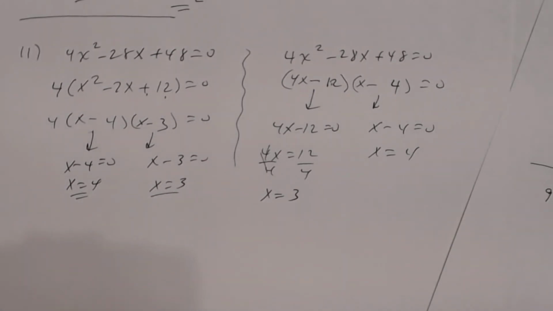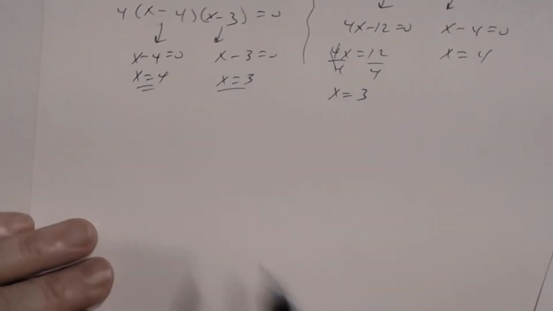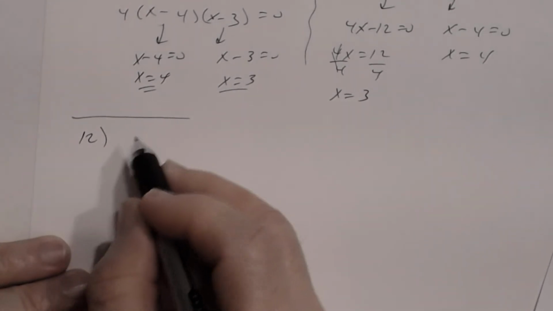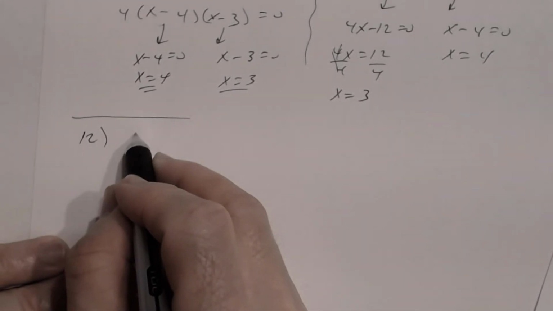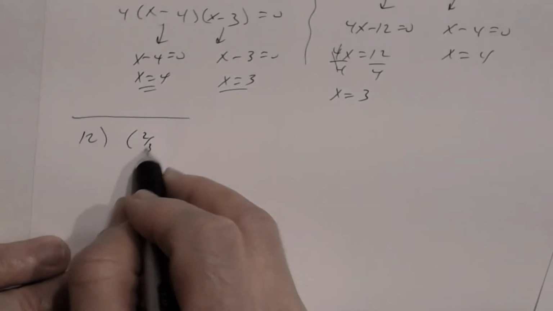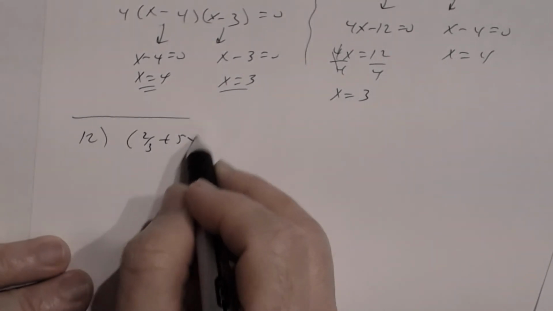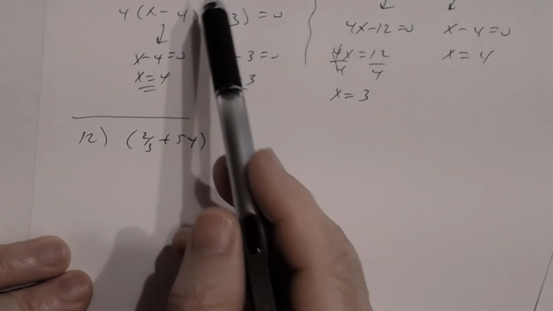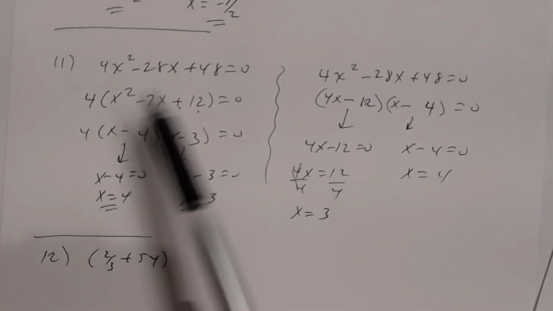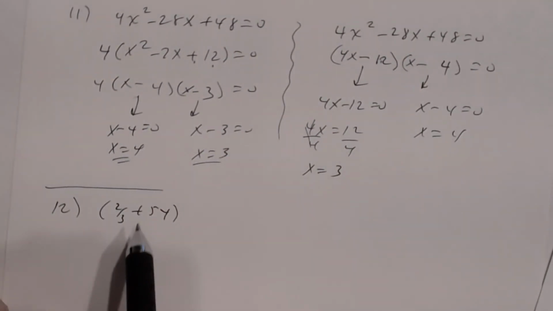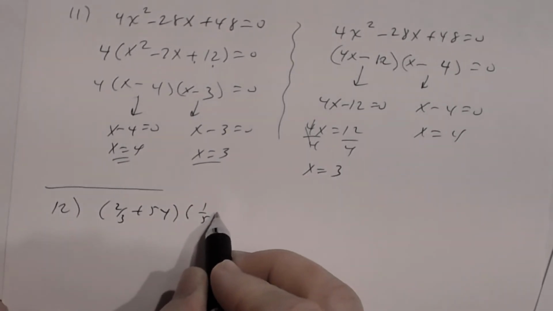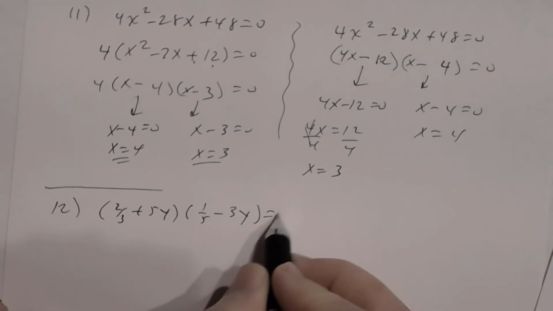Okay? All right, and then let's do one more. So this is going to be number 12. It is possible that you could see something like this. So we have 2/3 plus 5y, and I just used a different variable here because I realized that all the other problems had x's, but it doesn't always have to be x, right? You saw that before. 1/5 minus 3y equals 0.